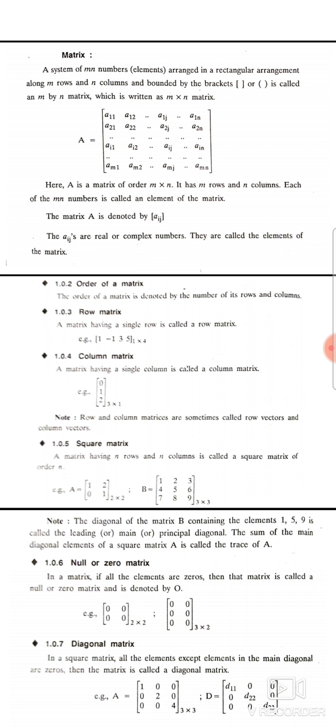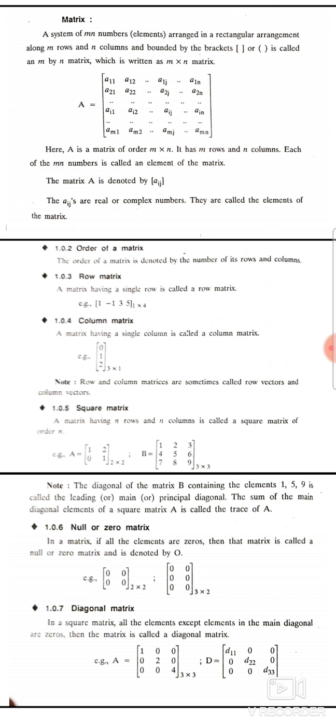Row matrix. A matrix that has a single row is called a row matrix. Example: a 1×4 matrix. Column matrix. A matrix that has a single column is called a column matrix. Note: row and column matrices are sometimes called row vectors and column vectors.